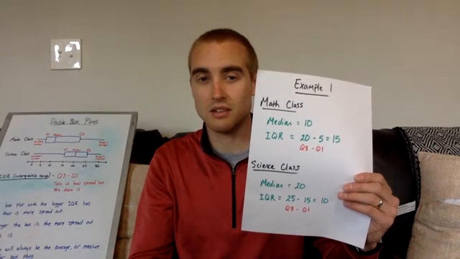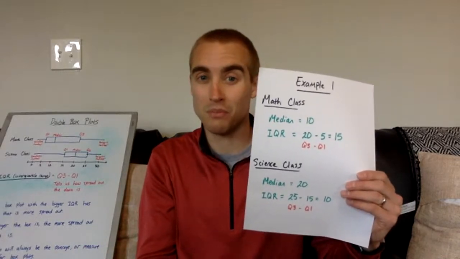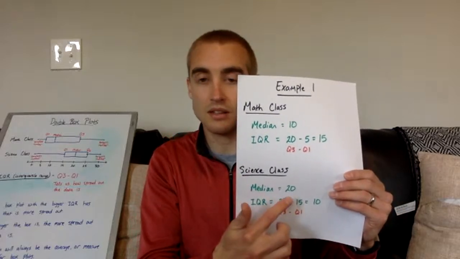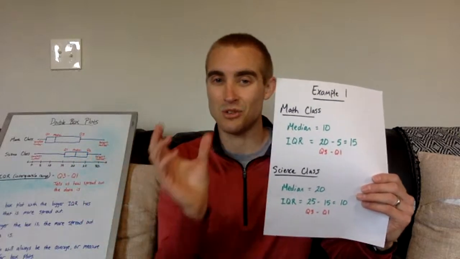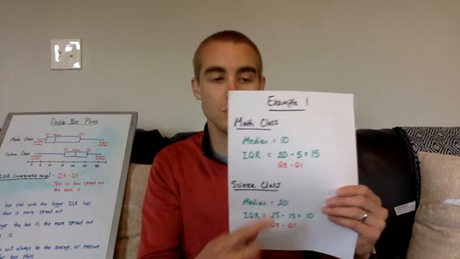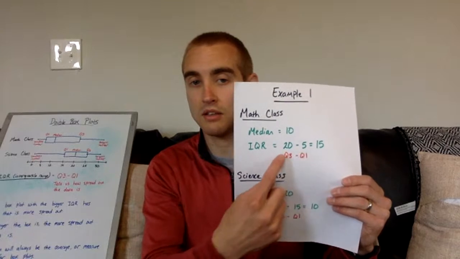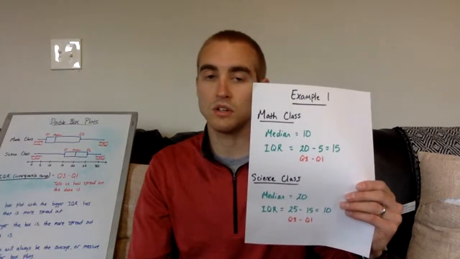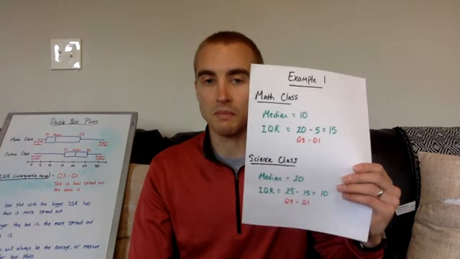So if they were to ask us questions later, like which class has more blog posts each month, we would say science, because science class is closer to 20, and you notice most of their data is right around that 20 spot. If it says which one is more spread out, we would say math class is more spread out, because 15, the IQR, is bigger than 10. So that's how you can interpret the median and the IQR when talking about double box plots.